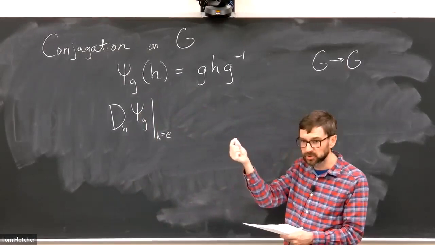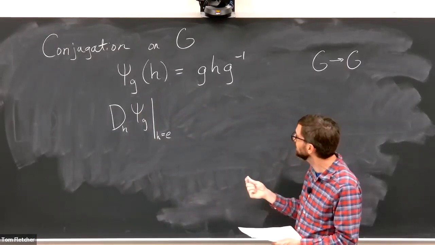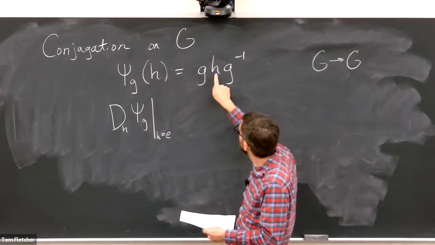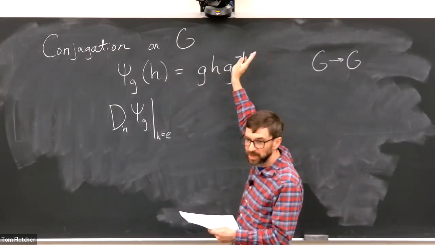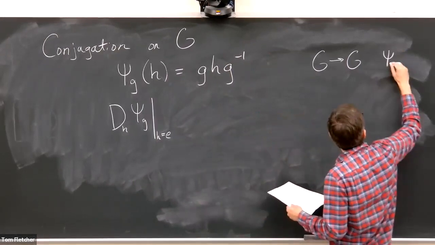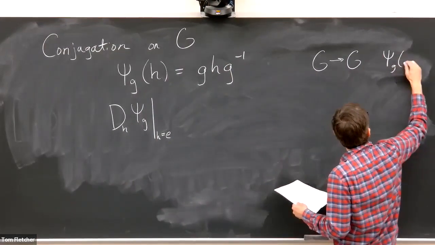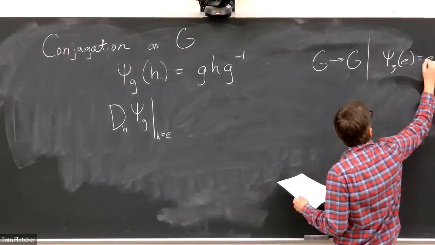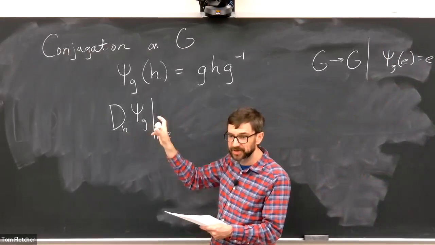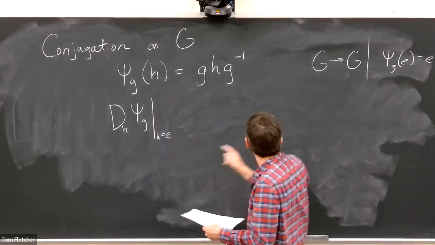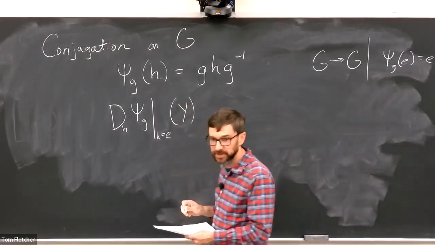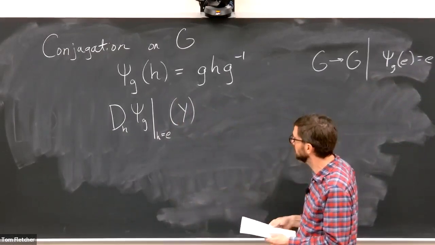Okay, so we're going to think of this as a tangent space mapping at the identity. Notice that if I plug in the identity for H, the identity doesn't do anything, so I get G G inverse, which is the identity. So conjugation is a mapping that fixes the identity. For any G, the identity maps to itself. So the derivative mapping is going to map any tangent vector at the identity to another tangent vector at the identity. It's an identity to identity mapping. So if I give it an input Y, one of the tangent vectors in my Lie algebra, the tangent space at the identity.